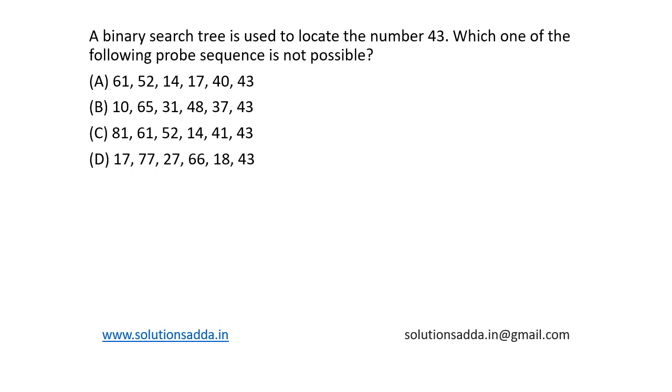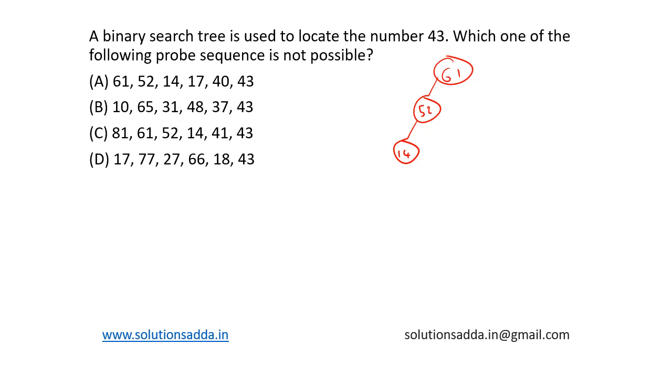This is a question from data structures. A binary search tree is used to locate the number 43. Which one of the following probe sequence is not possible? So let's see each option. Option 1, we have root as 61. So 61 is greater than 43, so the next probe should be to the left. We have 52, which is less than 61. 52 is greater than 43, so the next probe should be to the left. We have 14. So it is also possible.